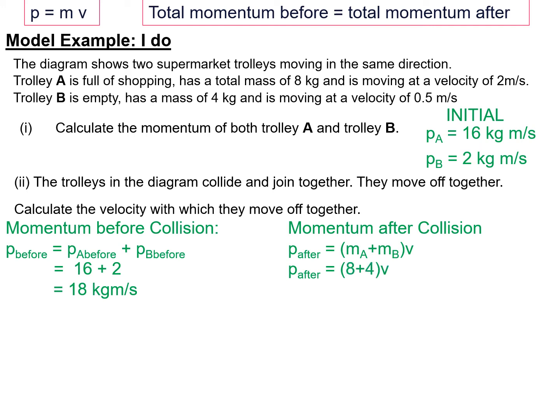Now, we know that the mass of trolley A and the mass of trolley B are 8 and 4 respectively. And so we know that our momentum after is therefore going to be 12 times V, where V is the final velocity we are trying to work out.